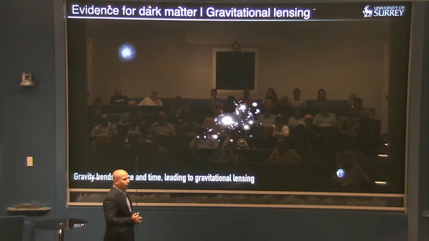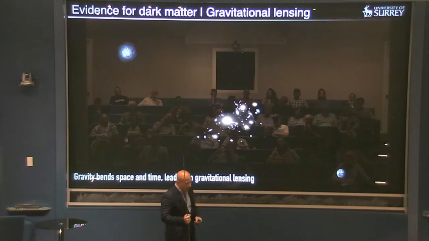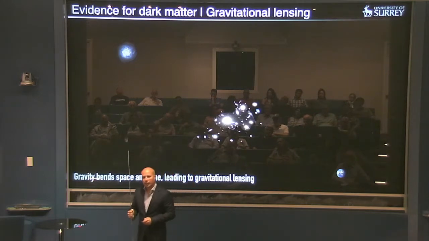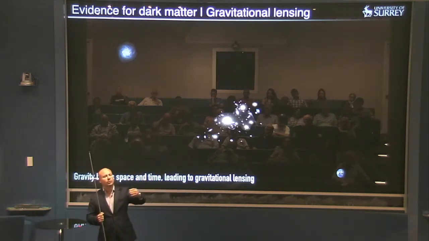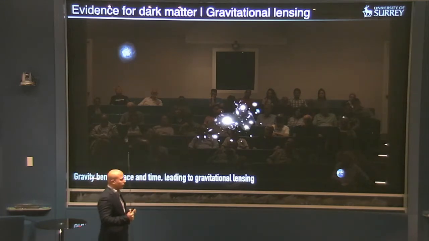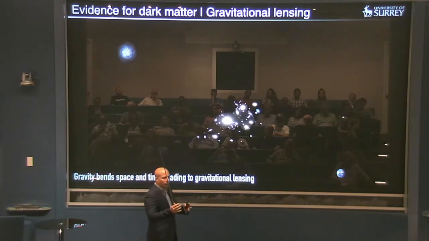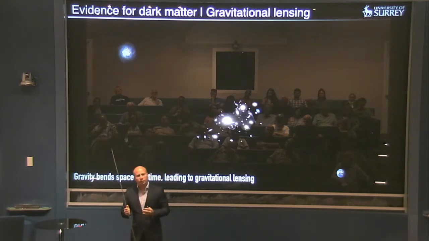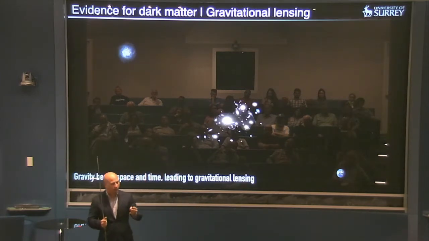So the next key probe that we can use to go after dark matter is called gravitational lensing. And here we've got to move beyond Newton's gravity to Einstein's theory of gravity. And in Einstein's theory of gravity, massive objects curve space and time around them. And this can cause the paths of photons to be deflected.